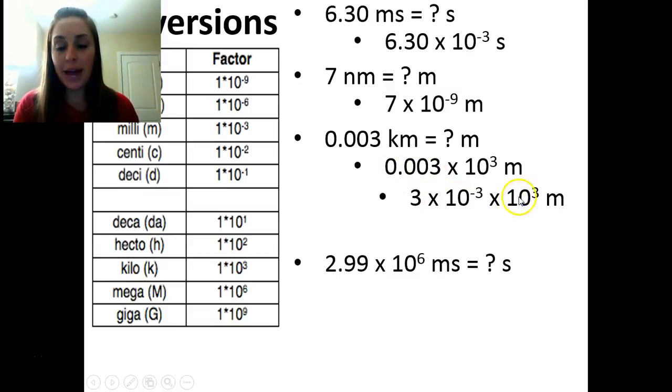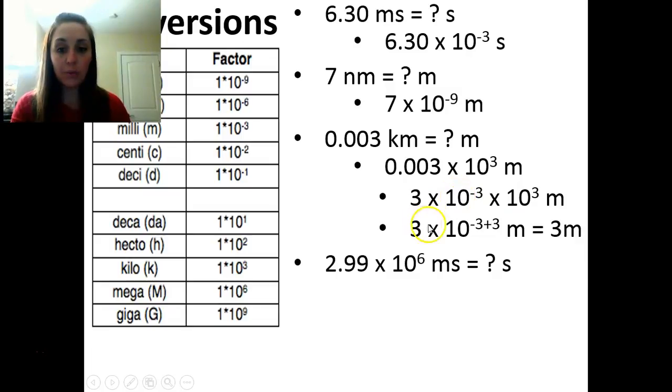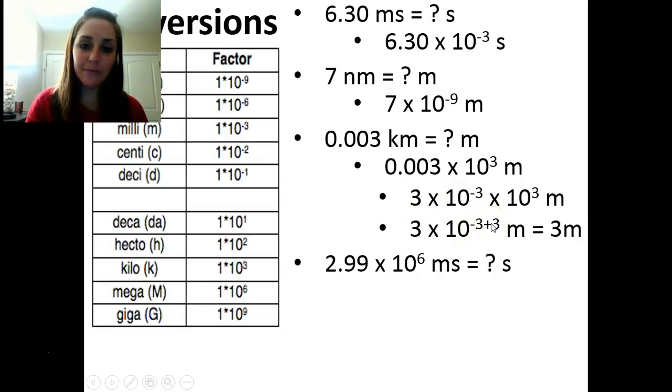And then you're going to multiply that by 10 to the third. So 3 times 10 to the negative 3 comes from here, 0.003. I've still got my 10 to the third here. That transfers over here. Again, when we multiply, we add up the exponents. So I'm multiplying these, so I add my exponents, keep my base. 3 times 10 to the negative 3 plus 3, and you know that negative 3 plus 3 is 0. 10 to the 0 is 1, so this is just 3 meters.